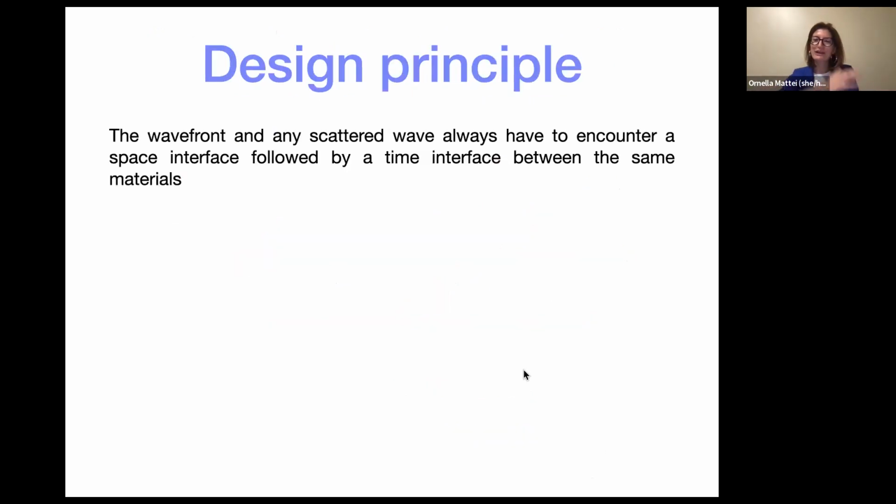All right, so if we look at all these geometries, the question then is, what is so special about the ones for which we have always unbroken PT-symmetry? What do they have that the other space-time geometries do not have? Well, what they have is the following. The wavefront and any scattered wave will always have to encounter a space interface followed by a time interface between the same materials. And this has to occur in a field pattern material, because otherwise you don't have that nice interference between the scattered waves.